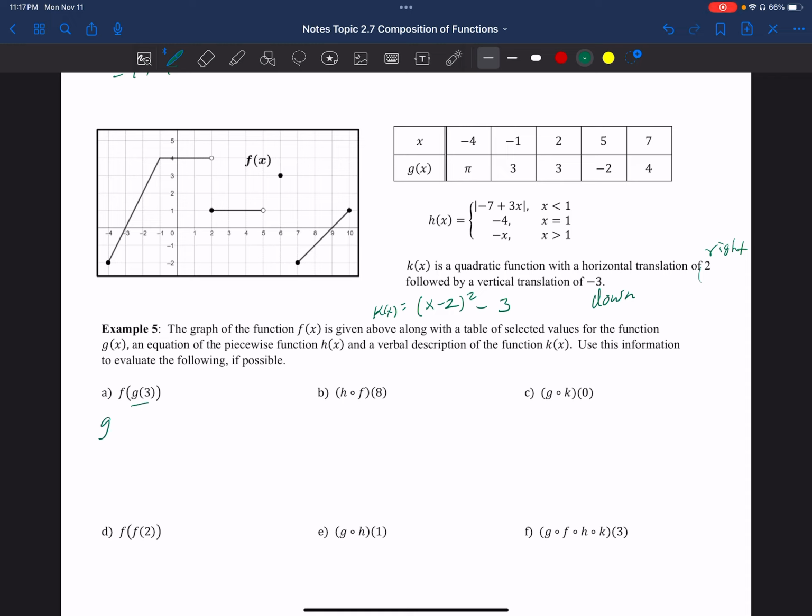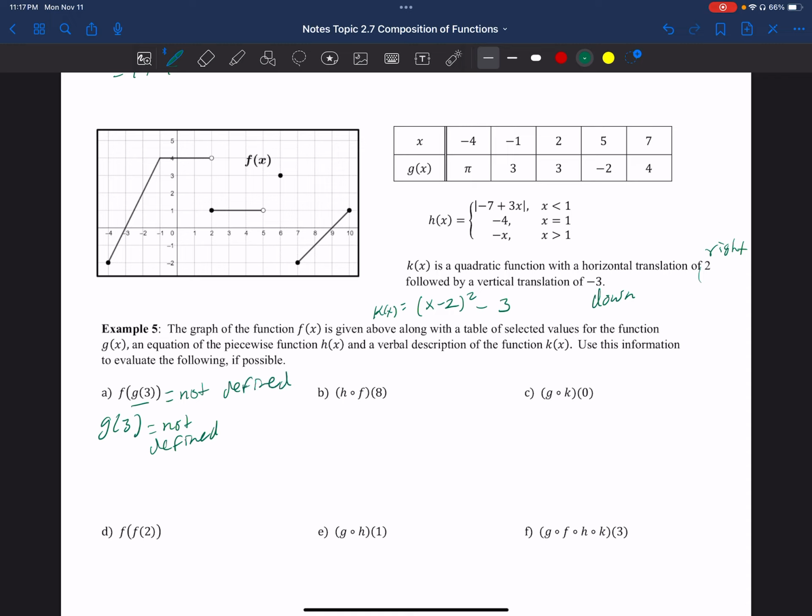So here when I do g of 3, so this is g right here, which is my table values. My input needs to be 3 and I don't see it. So then I'm just going to say not defined. Since that one was not defined, then the whole composite function is not defined. You don't have to keep going.